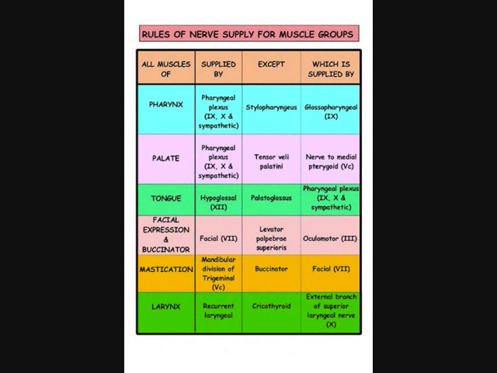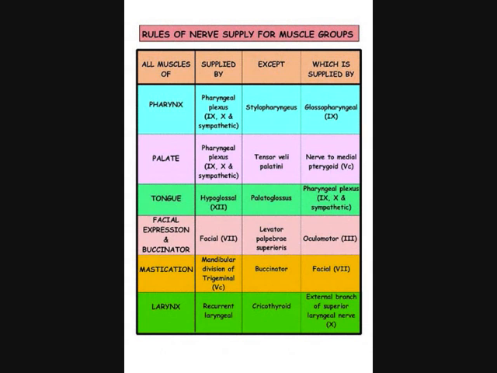Let's finish this podcast with a set of rules which you may find helpful. If we look, for instance, at the pharynx, we find that all the muscles are supplied by the pharyngeal plexus, 9, 10 and sympathetic, except stylopharyngeus, which is supplied by the glossopharyngeal nerve. Then we could look at the palate and say that again all the muscles are supplied by the pharyngeal plexus, except tensor palati, which is supplied by the mandibular division of the trigeminal nerve. Then we could look at the tongue and say all the muscles are supplied by the hypoglossal nerve, apart from palatoglossus, which again is supplied by the pharyngeal plexus.